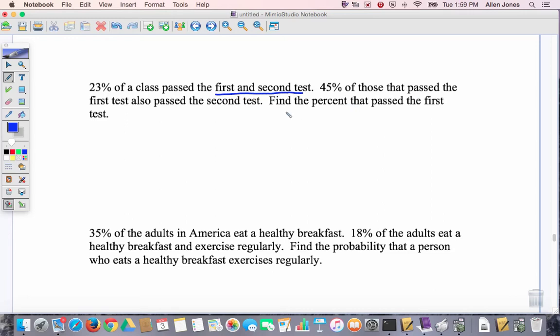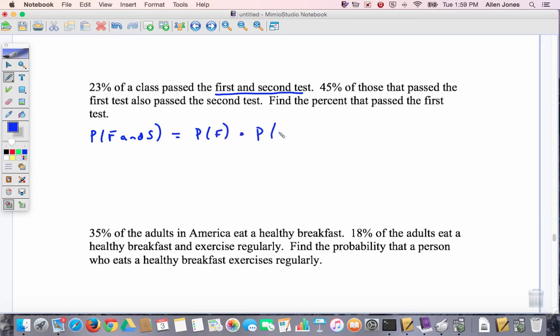Okay, a couple of kind of tricky ones here with the wording. 23% of the class passed the first and the second test. 45% of those that passed the first test also passed the second test. Find the percent that passed the first test. What's being implied here, but probably not spelled out well enough, is that you can't take the second test until you've passed the first test. So I'm going to write this long version first.